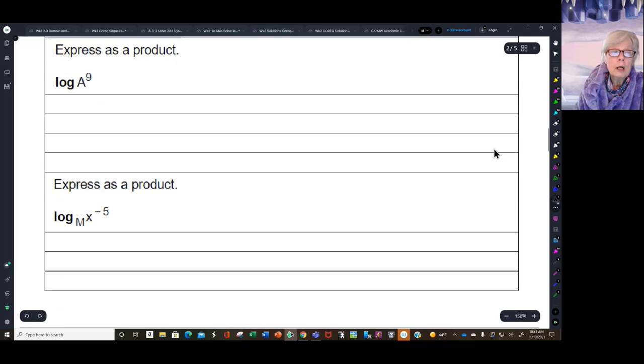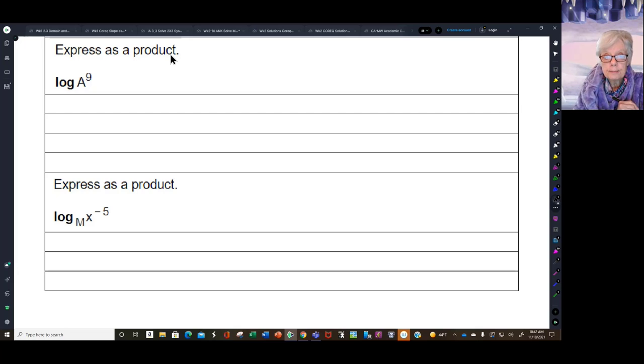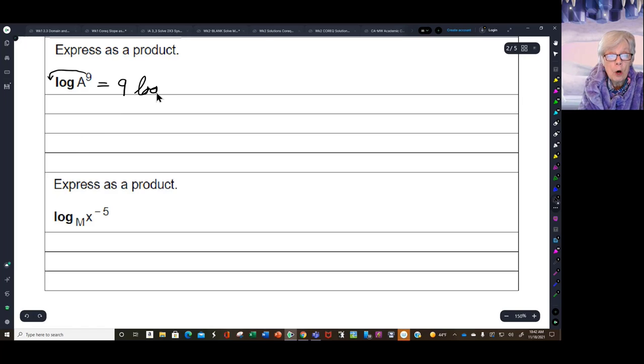Now we're going to go into the power rule right here. It says express as a product. A product means two things are being multiplied. When you have an argument raised to a power, the argument of a logarithm, the exponent comes down in front and multiplies the logarithm. So what they mean by product is you bring the 9 down in front, and then you multiply that by log base 10 of A. Understood base 10. We talked about that yesterday.